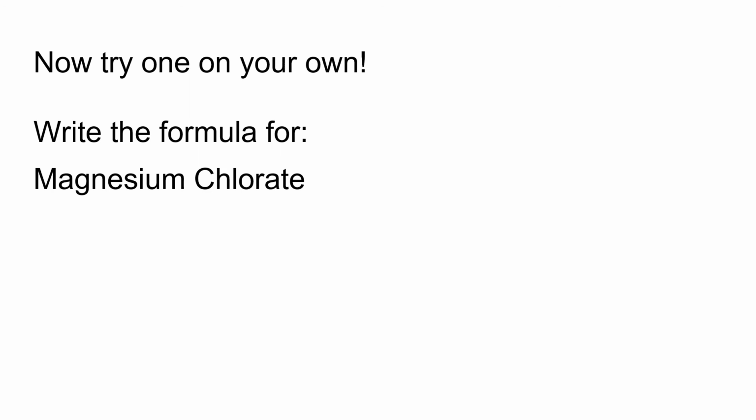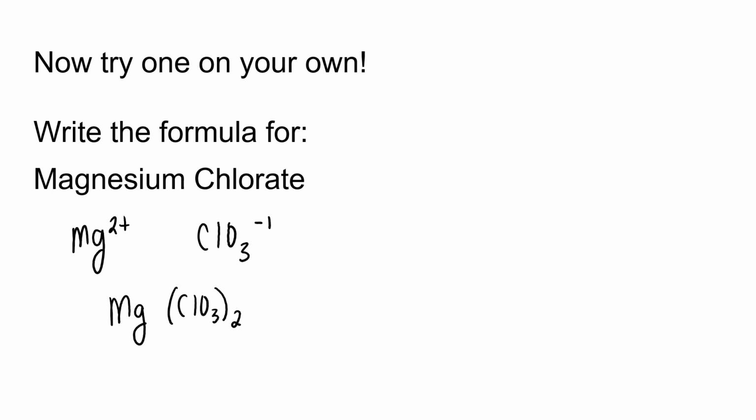All right, so now I want you guys to go ahead and finish up by writing the formula for magnesium chlorate. So we'd follow the same steps for writing this formula. Magnesium has a charge of +2. Chlorate has the formula of ClO3 1-. When we crisscross those charges, we get Mg, and then in parentheses, ClO3 2. Mg1, ClO3 2, and then when we combine them together, we get Mg(ClO3)2 as our final formula.